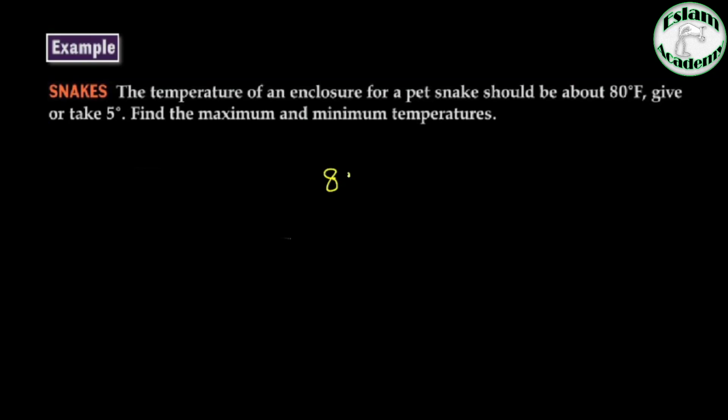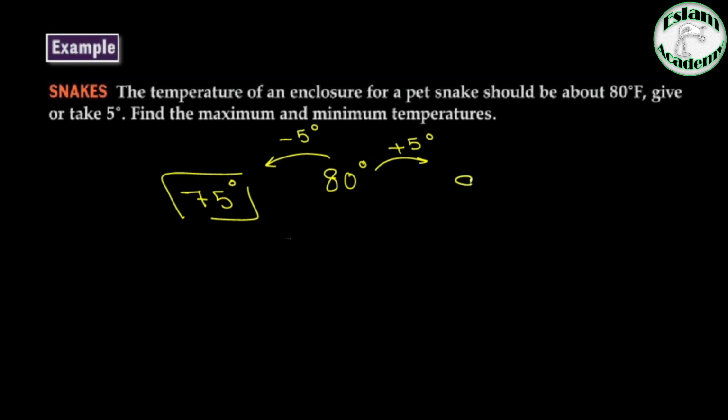Because we say that it must be about 80 degrees, give or take 5, it means you can subtract 5 degrees or you can add 5 degrees. So the value now will be 75 degrees or 85.